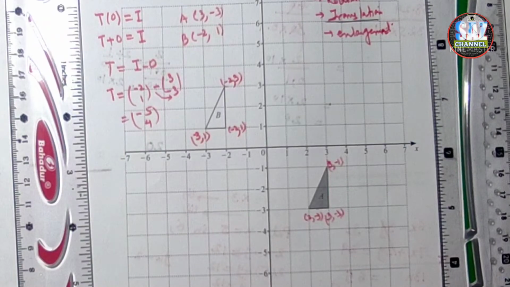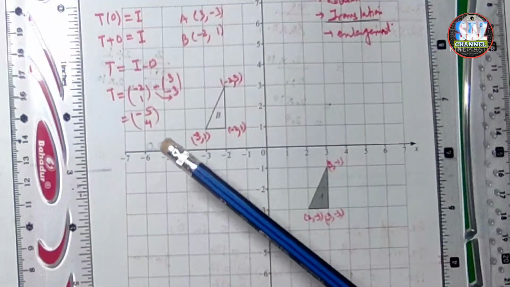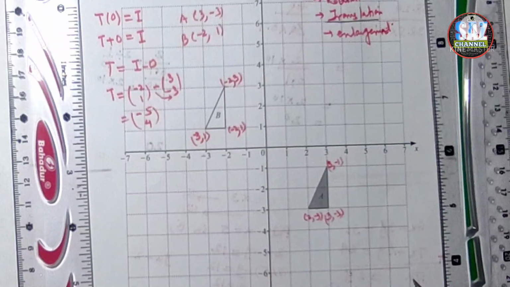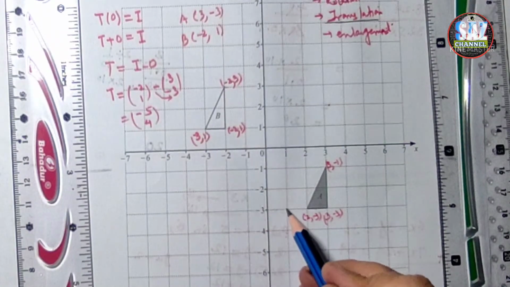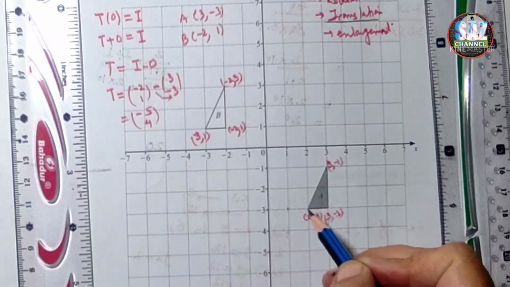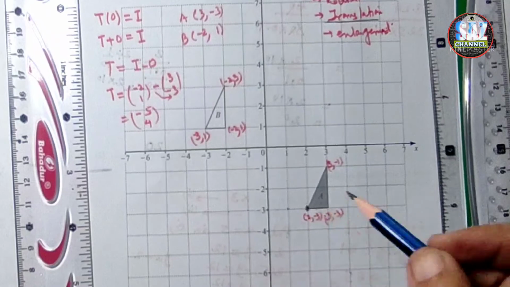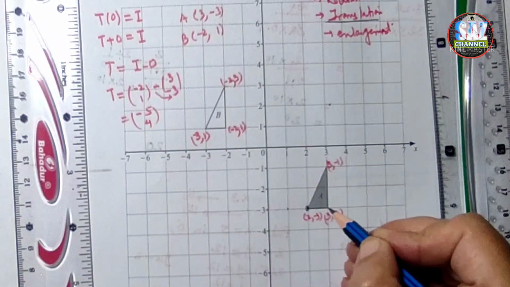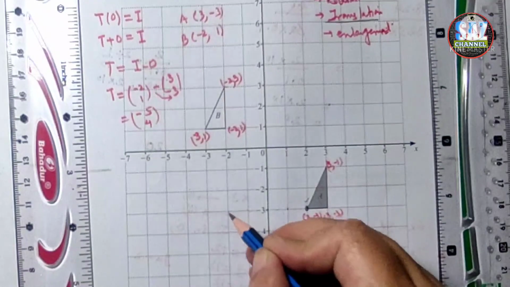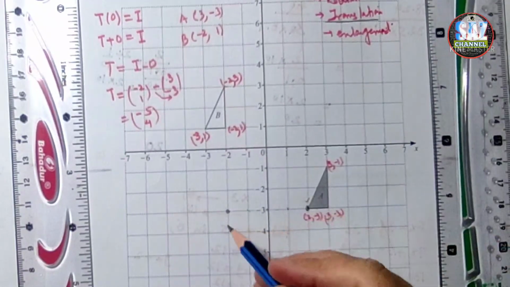Another way: first we take the movement along the x-axis. Look, how many units along the x-axis are we moving? Let's work on the same vertex. 1, 2, 3, 4, and 5. So 5.